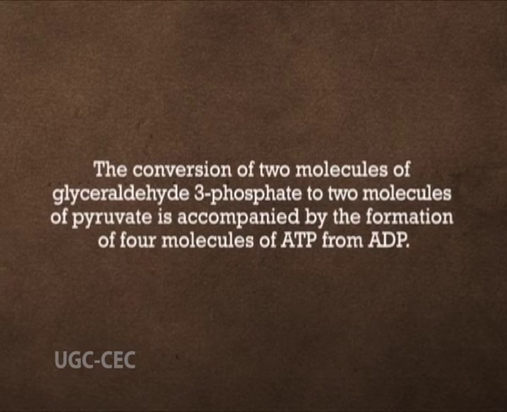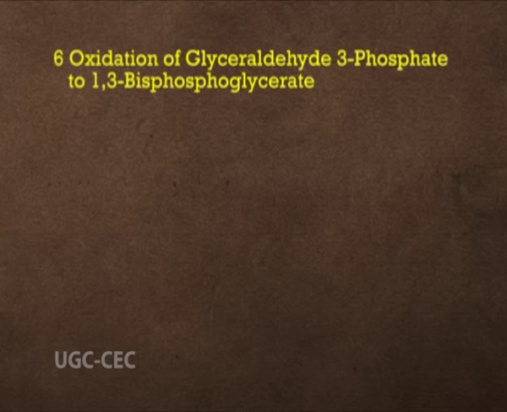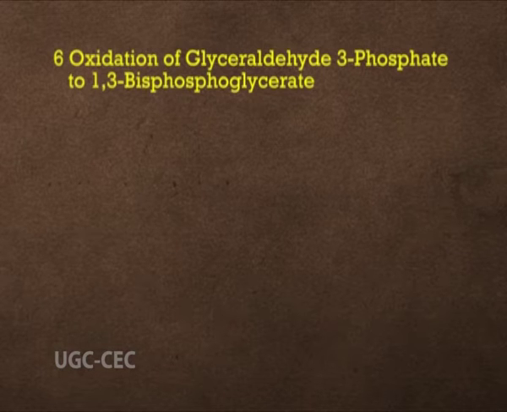The conversion of two molecules of glyceraldehyde 3-phosphate to two molecules of pyruvate is accompanied by the formation of 4 molecules of ATP from ADP. However, the net yield of ATP per molecule of glucose degraded is only 2 because the 2 ATP were invested in the preparatory phase of glycolysis to phosphorylate the 2 ends of the hexose molecule. Now let's look at the sixth step, which is oxidation of glyceraldehyde 3-phosphate to 1,3 biphosphoglycerate.